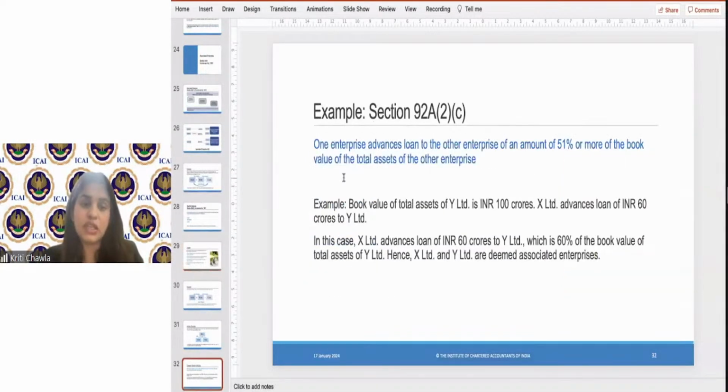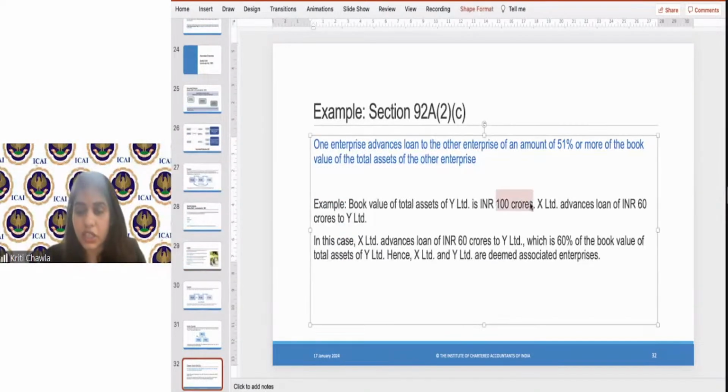Let's take an example here. Let's say that there is some Y Limited, and this Y Limited has assets of 100 crores. So Y Limited, the book value of the assets, you will have to look at the balance sheet. The book value of the assets of Y Limited is 100 crores. Now, there is some X Limited that comes, and X Limited says that I will give you a loan of 60 crores to Y Limited.